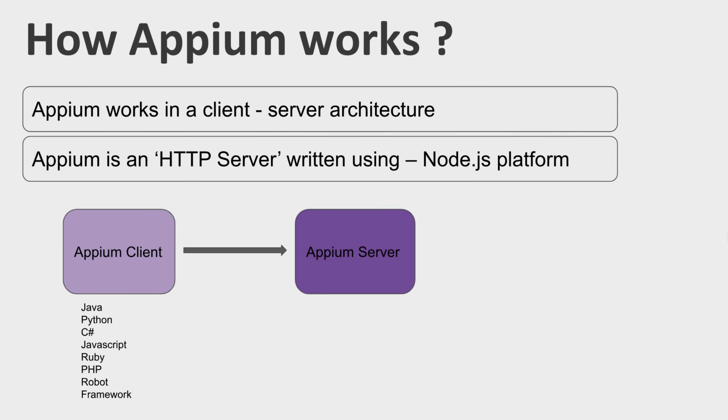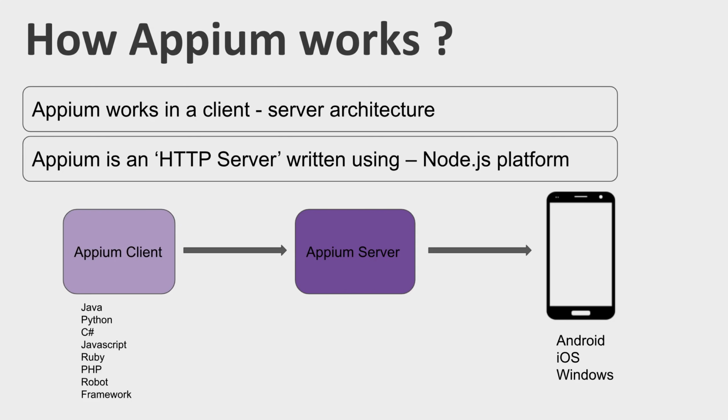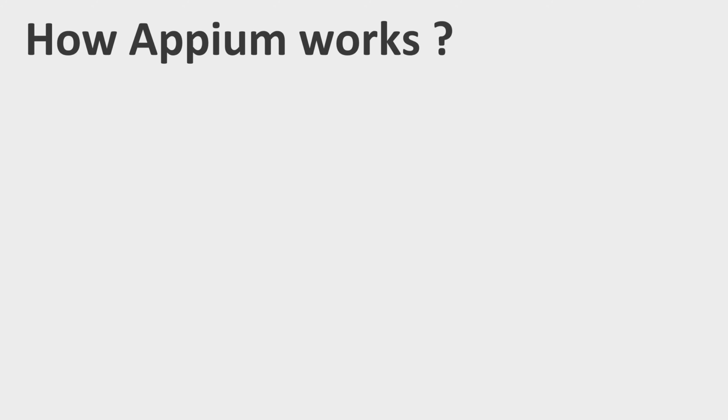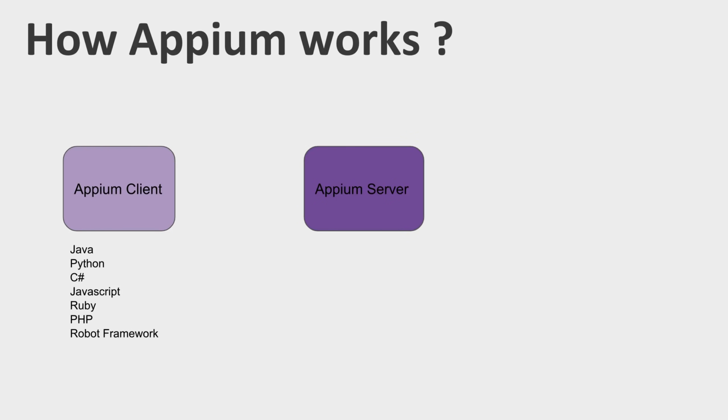Now, whatever code we create using these client libraries, when we run our code, the request goes to the Appium server, and then the Appium server in turn performs the action on the application on the mobile device, and it can support Android, iOS and Windows platforms. So this is, in a very simple way, the flow of Appium. Now if we go a little deeper, we have our Appium client libraries in different programming languages, and we send the request to the server.